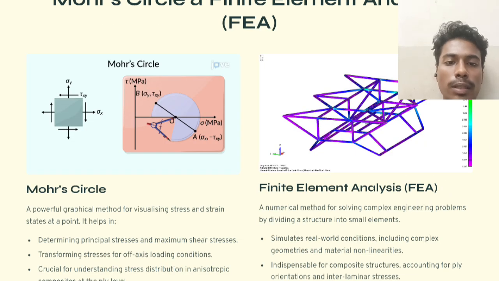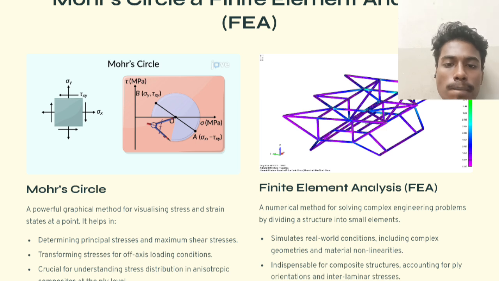Slide 7, advanced analysis tools. To ensure reliability, engineers rely on advanced tools. Mohr's circle allows us to visually calculate the stress at different orientations. This is especially important for composites, where off-axis stress occurs.